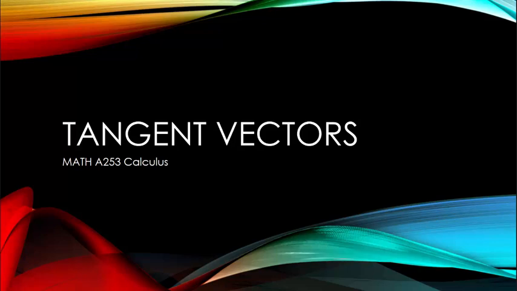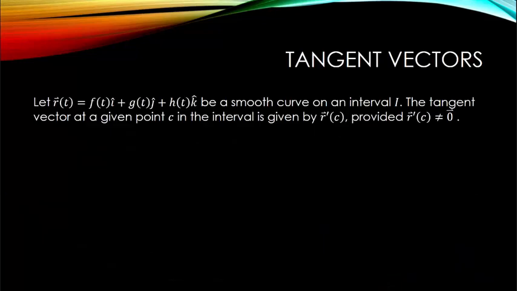In this video, I'm going to talk a little bit about tangent vectors. If I'm given a vector r of t, which is equal to f of t i hat plus g of t j hat plus h of t k hat, and it is a smooth curve on some interval, we'll call that interval I, the tangent vector at a given point c on that interval is defined by the first derivative of the vector r evaluated at that point c, as long as the first derivative of my vector r at c is not equal to the zero vector.